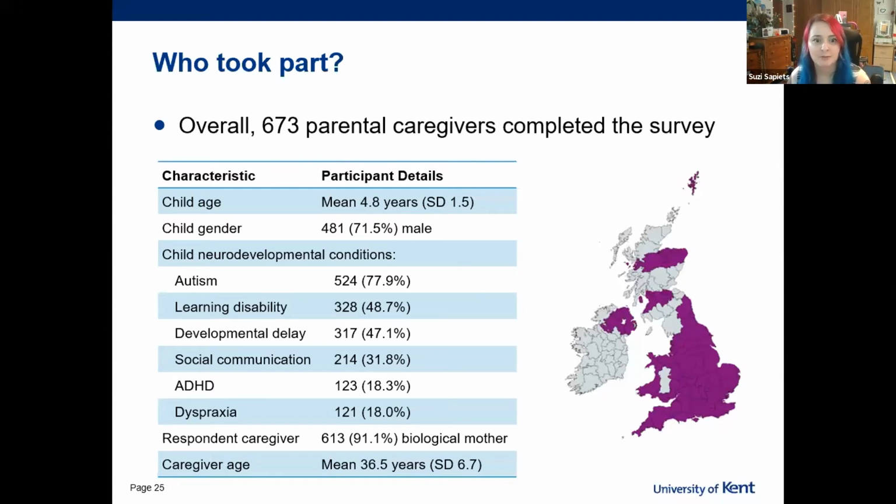Most of the caregivers who completed the survey were the child's biological mother, and they had a mean age of 36.5 years. And this map shows the geographical range of participants across the UK for the participants who were able to provide their postcode. And so, as you can see, there was quite a lot of spread across the UK, but mostly from England, and then some participation in Northern Ireland, Wales and Scotland as well.